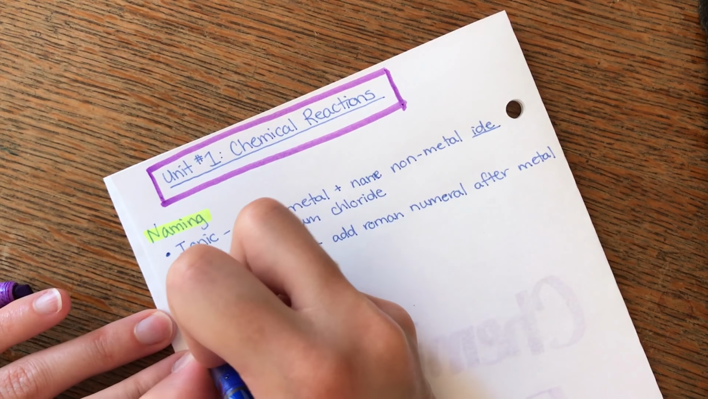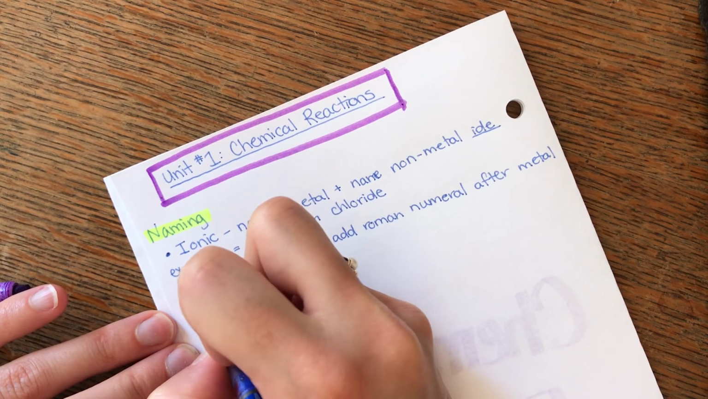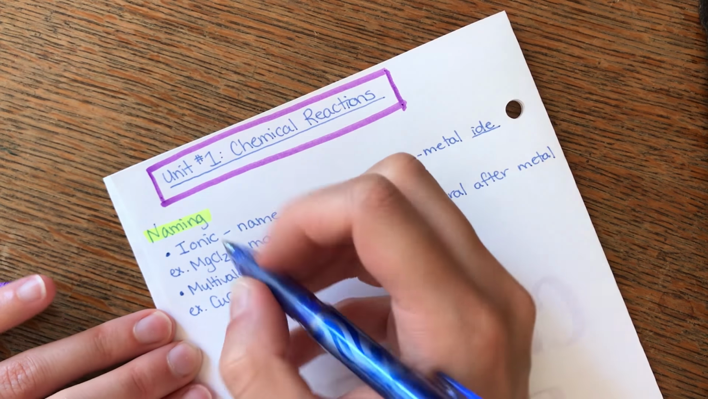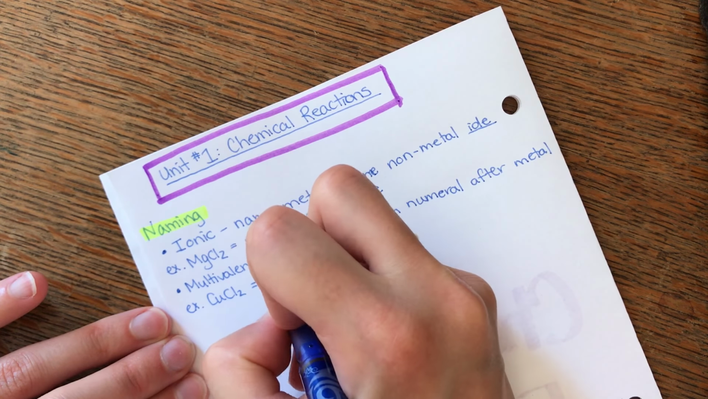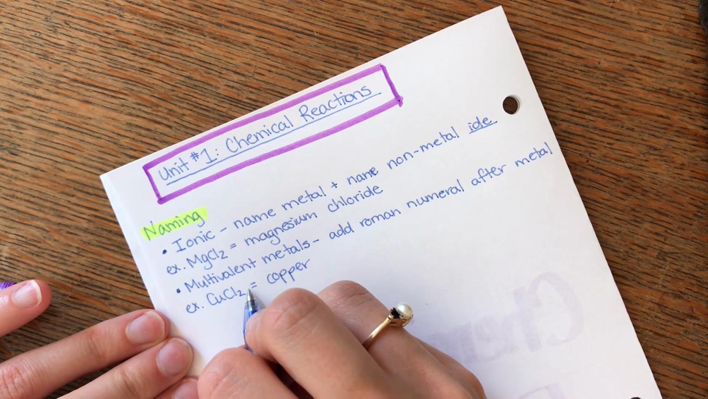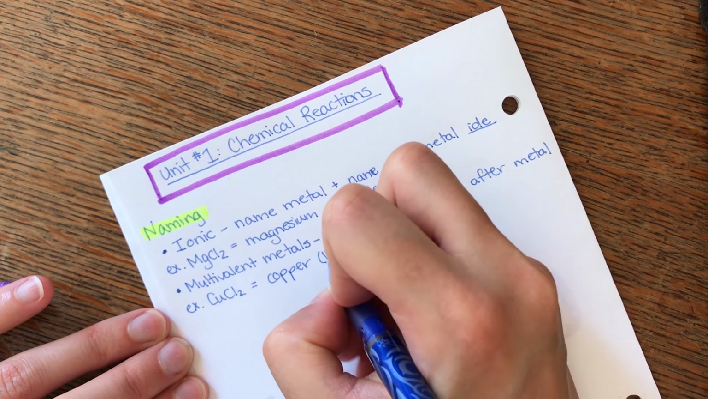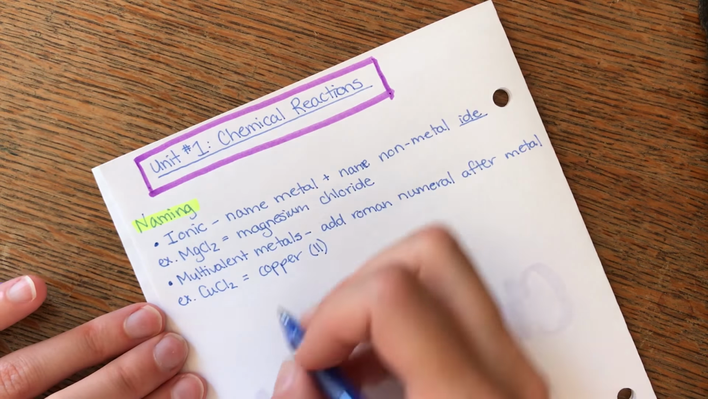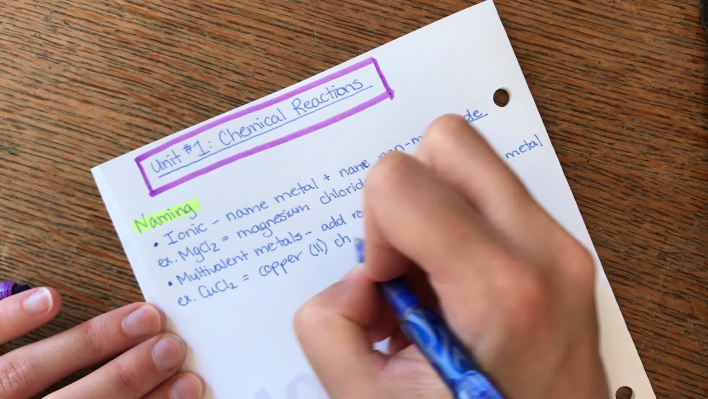So for example, CuCl2 would be copper, but copper can be copper 1 or copper 2. In this case, it's copper 2. So we put brackets and we put 2 in the brackets, and then we give the name of the nonmetal ending in "-ide".